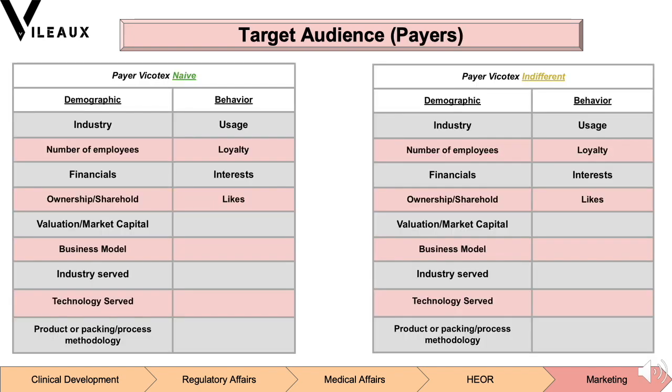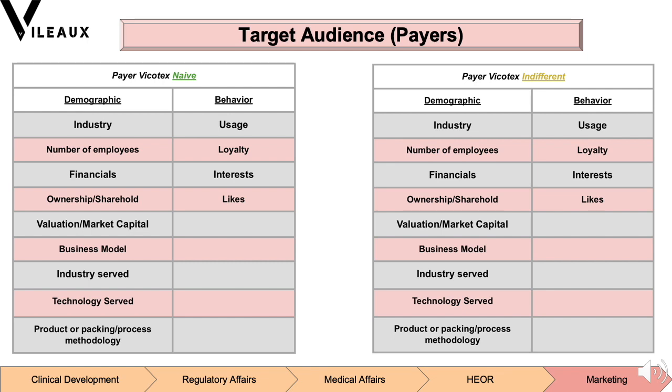Segmented models were used to identify our ideal target audience for our product. Our first set of segmented models are for our payers. On the left, we have our payer Vicodix naive. On the right, we have our payer Vicodix indifferent. Like mentioned on the previous slide, we reached out to PBMs and presented to them our budget impact analysis. After our presentation, we then follow up with survey questions.